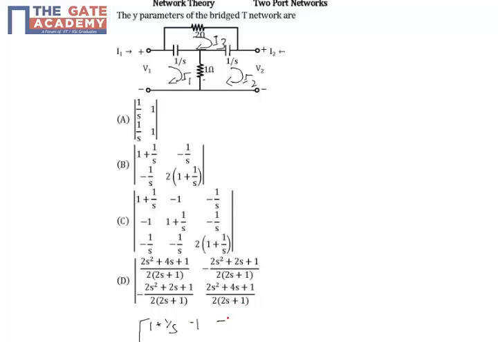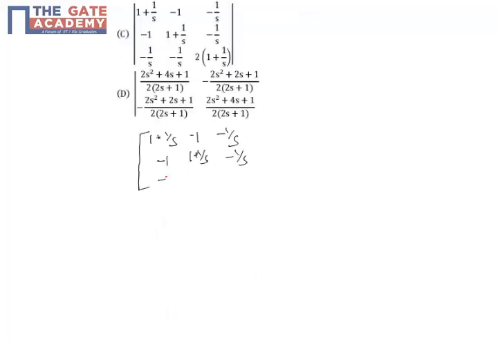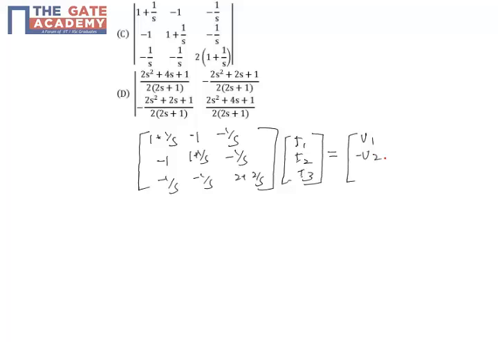Minus 1, 1 plus 1 by s, minus 1 by s; minus 1 by s, minus 1 by s, 2 plus 2 by s, into I1, I2, I3, is equal to V1, minus V2, 0. Now the first step here is to determine del 1.